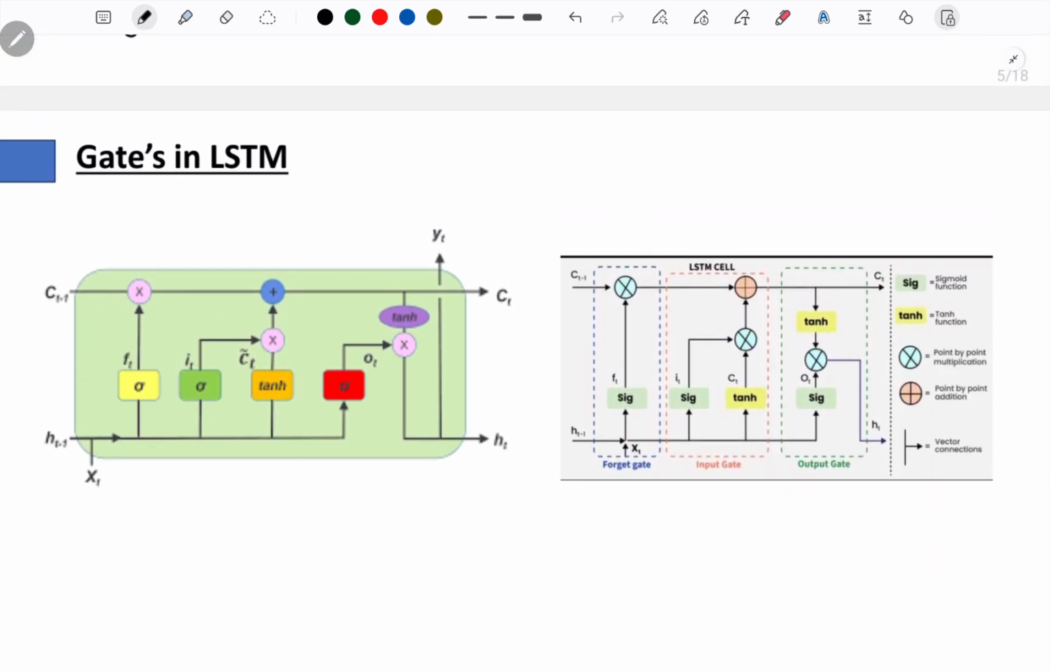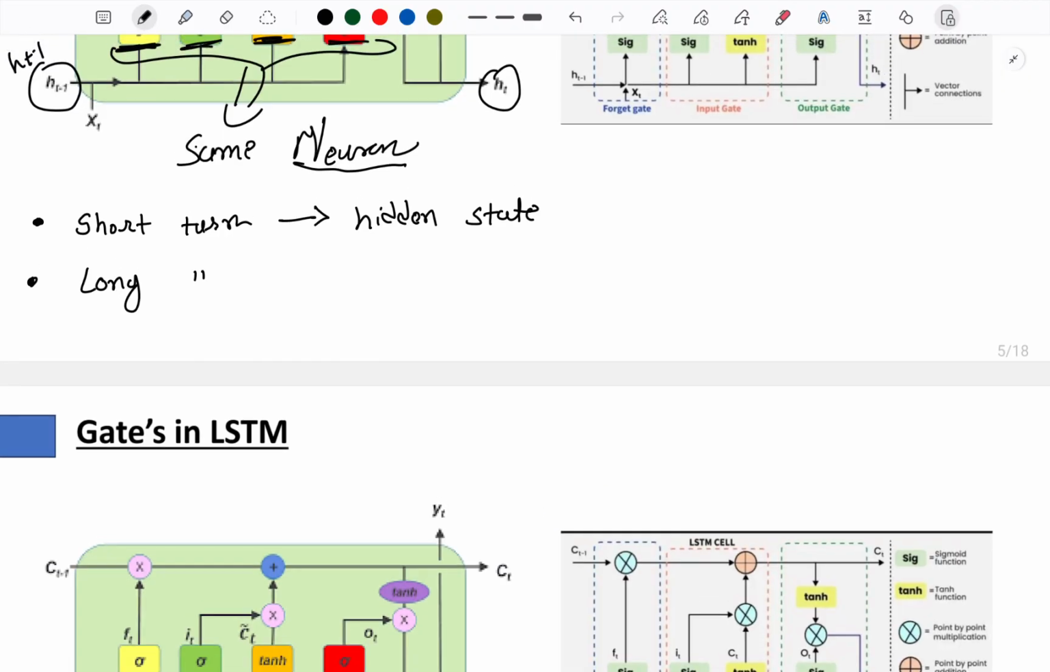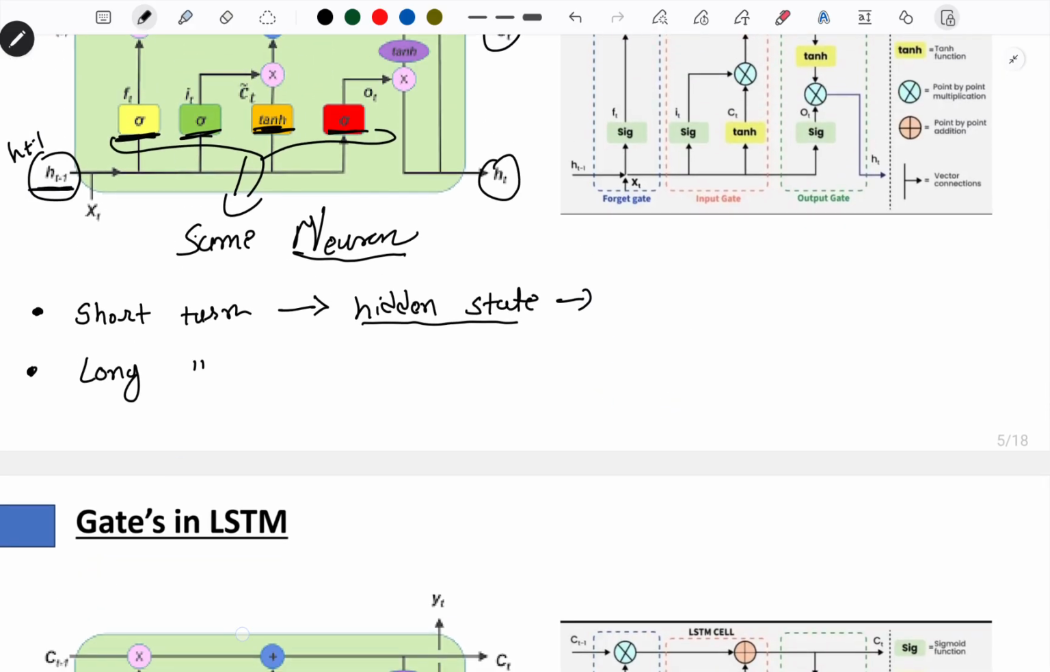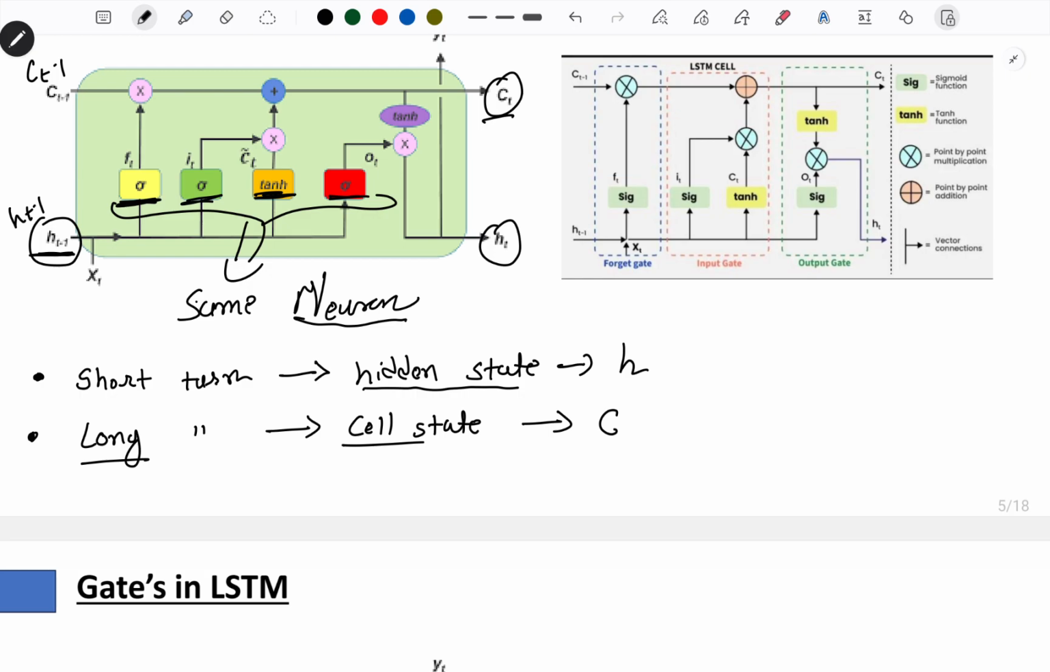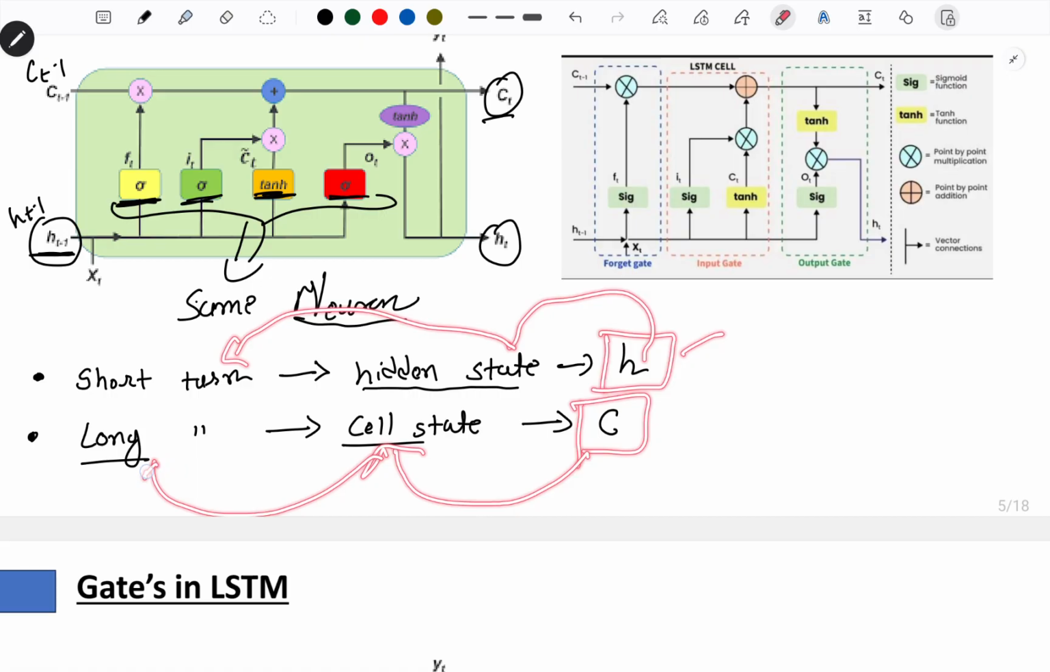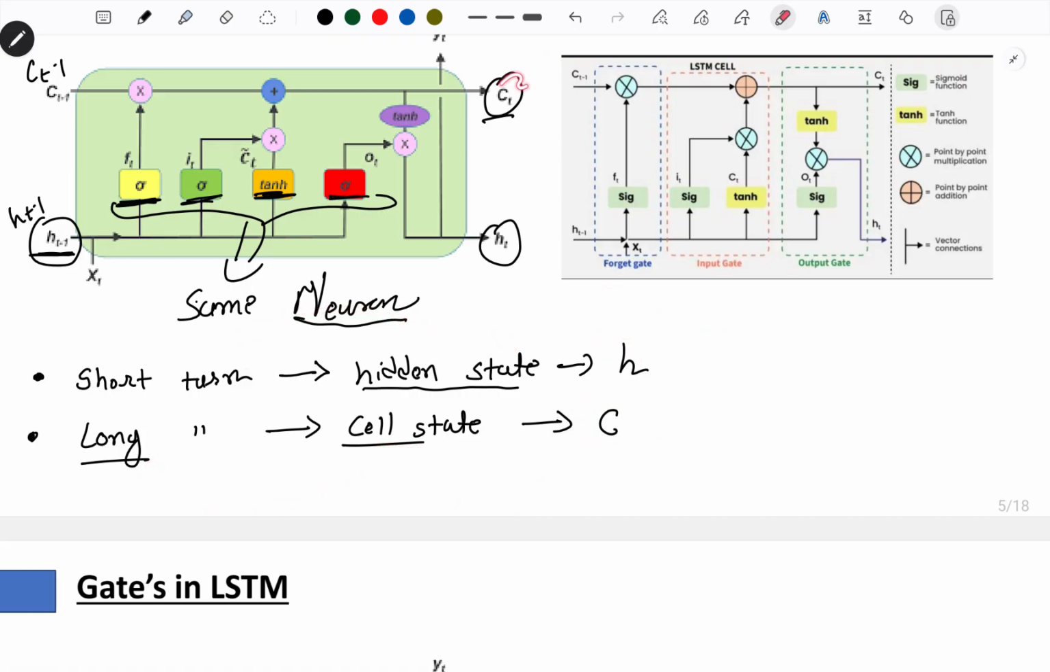In the short term context, all of the information propagates. So the short term context is also known as the hidden state, and that's why it is written here using the symbol H. Long term context is also known as the cell state, and that's why here it is symbolized as C. So now one more thing is clear to you. H means hidden state, and hidden state means short term context. C means cell state, and cell state means long term context. Okay, so don't confuse between these.